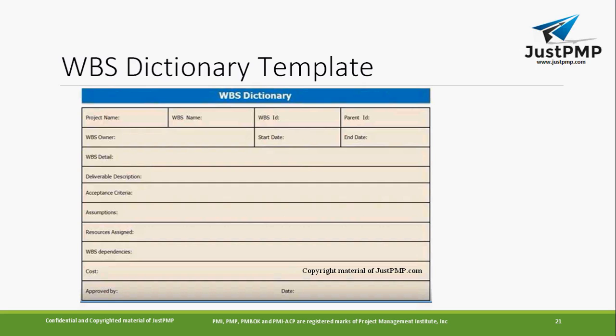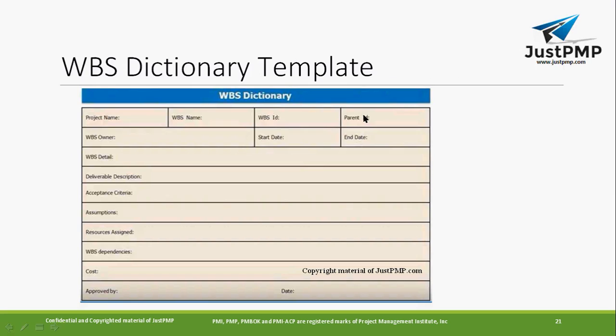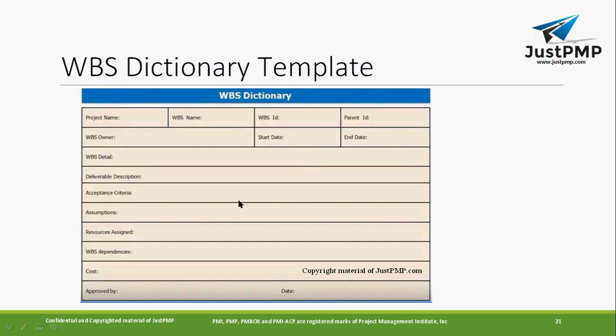See here what you will have. You will have a project name. You will have a WBS name, and the WBS ID, 1.1 or something. Parent ID: this one belongs to this one, so you can mention the parent ID. Owner, who will be responsible for doing that activity. When you started, when you ended, what is the detail? What is the deliverable that you can expect? What is the acceptance criteria? What are the assumptions on this task? All those things are very important. So this is a simple template for the WBS dictionary.